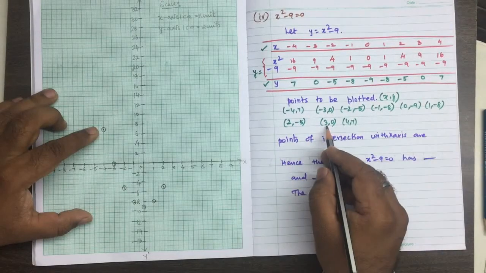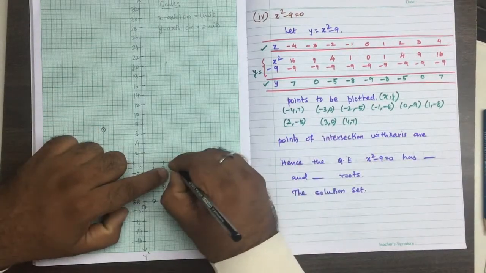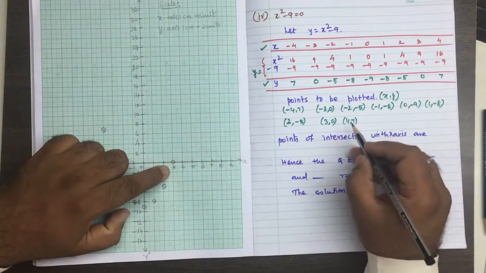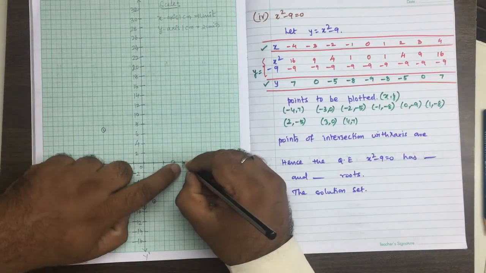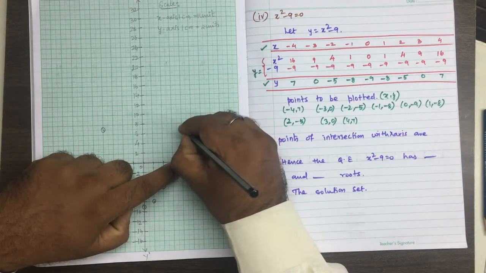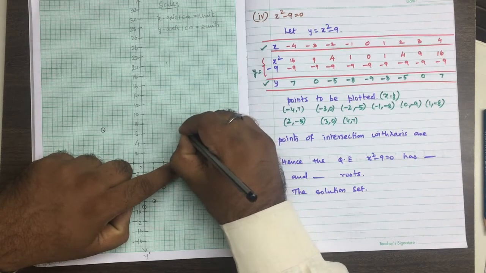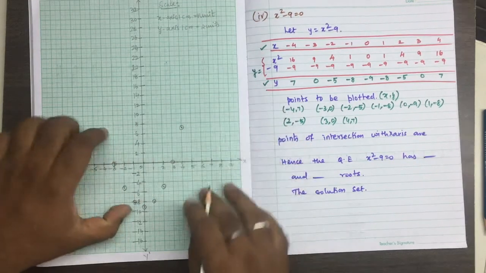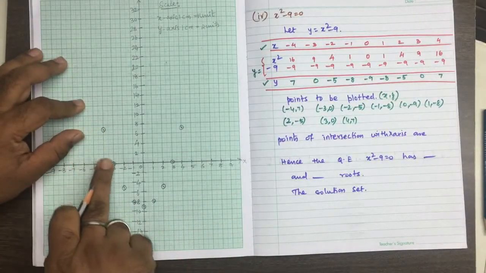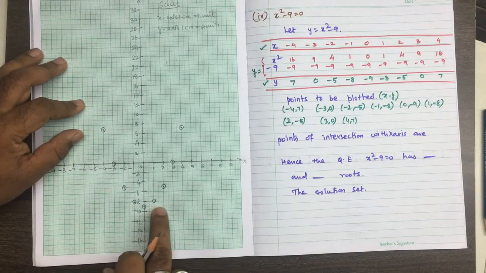3, 0. 3, 0 is on the x-axis because y equals 0. And 4, 7. 4, 7 is here. 4 is here, and the 7 is in between 6 and 8. So put the point and draw the small circle. We can see that we obtained the points in a parabolic form.